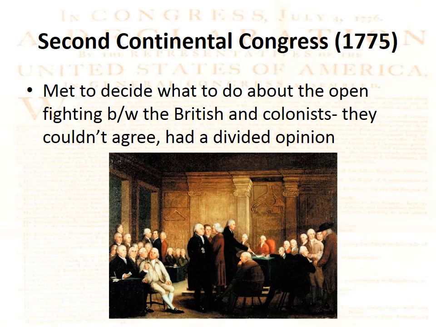The Second Continental Congress, again, the first one said, and we shall meet again. So they did. A year later, in 1775, they met again, and now they're trying to figure out, okay, look, this has gone too far. We're already actually fighting in a war. What are we going to do? How are we going to do this? A lot of people had a lot of different opinions on what this was going to look like.